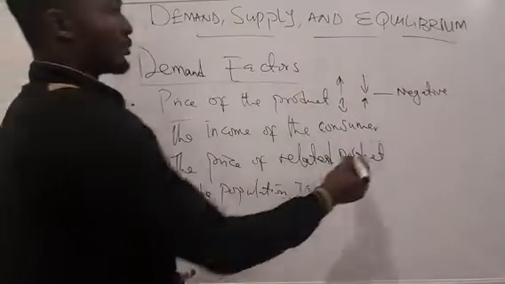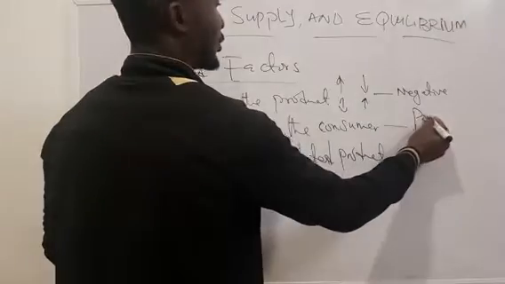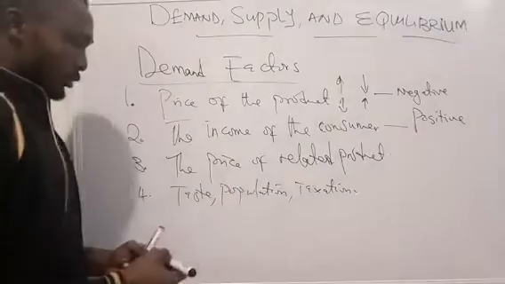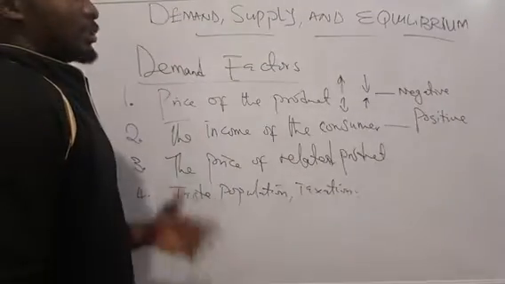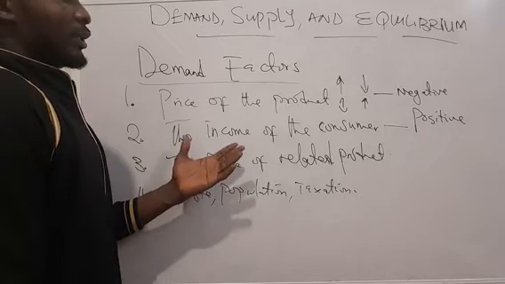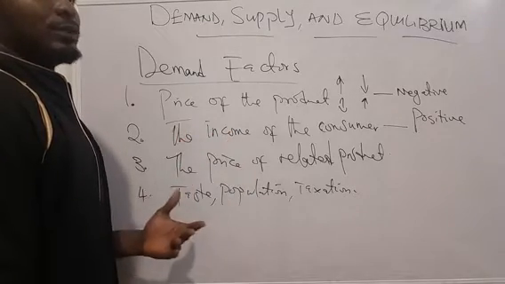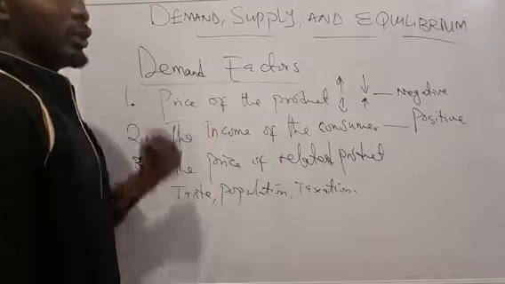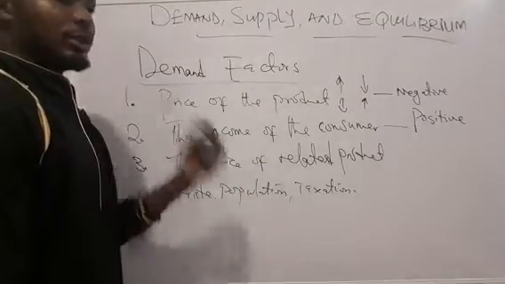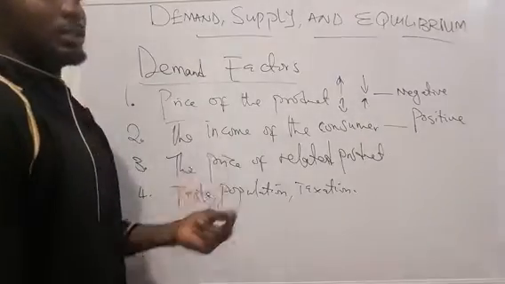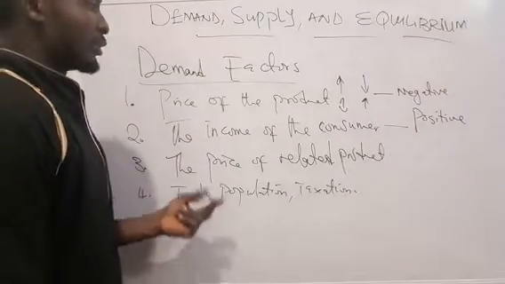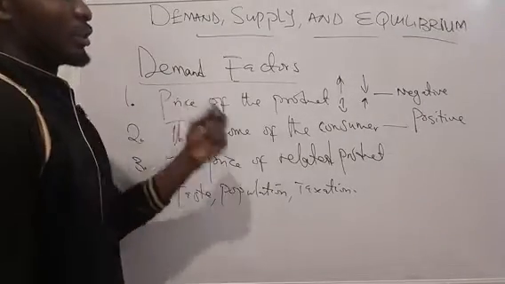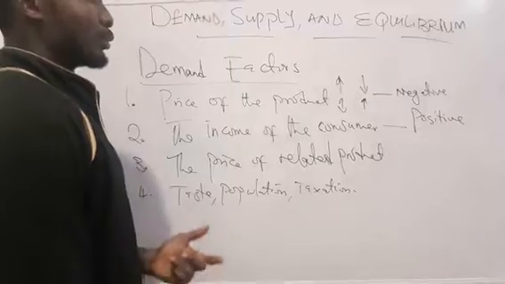With income, it comes with a positive relationship. Basically, we expect that the more income an individual has, the more the individual can spend, and the more the individual can demand for goods and services. So, as the income of the consumer increases, we expect the consumer to buy more of a given product.